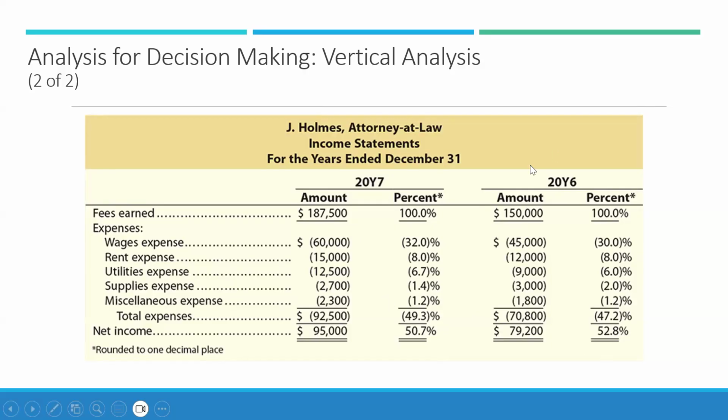In 2026, they're pretty consistent. The net income is 52.8% of revenues. And as you see here, I guess the wages were just 30% of revenues versus 32%. This vertical analysis allows you to get a really good overall picture of where the costs are going. Okay?